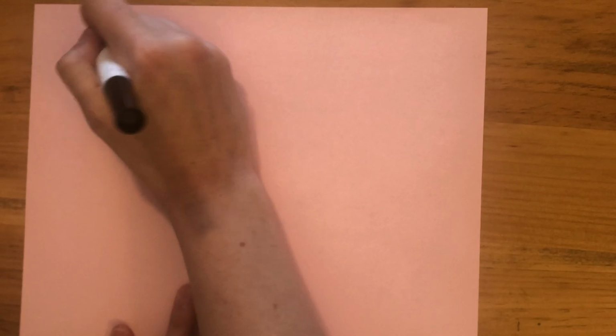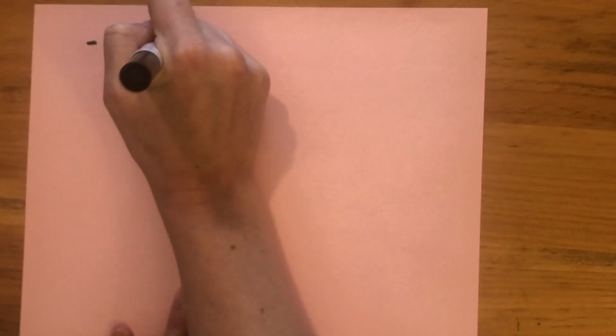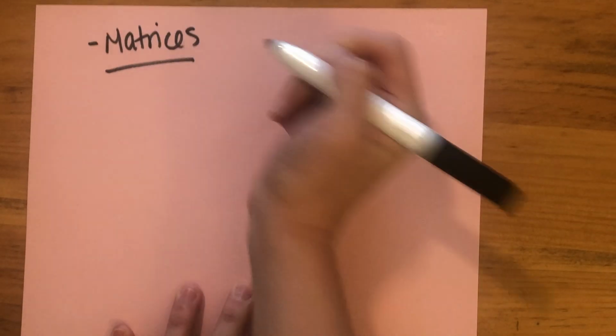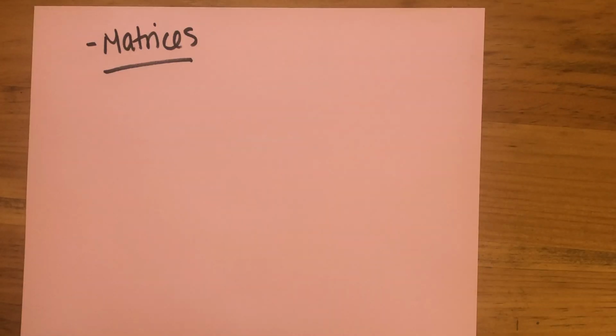We are now at week 6 of distance learning, which seems absolutely crazy. And we are learning a new topic today. So we are now starting this idea of matrices. And matrices is just another way of representing our systems of equations.